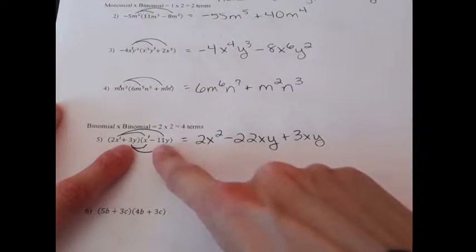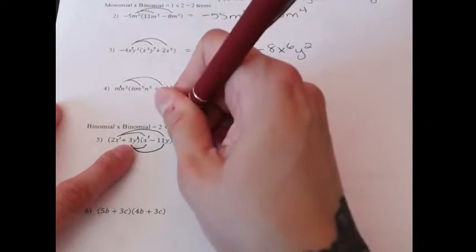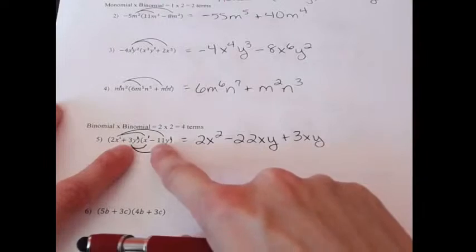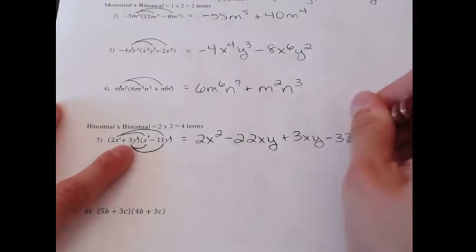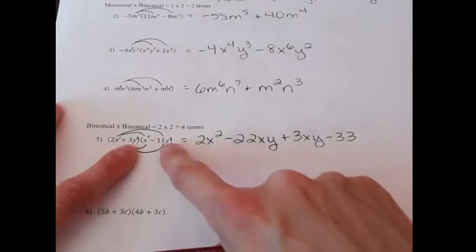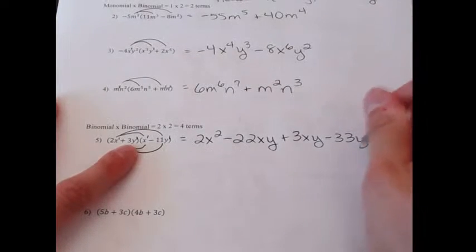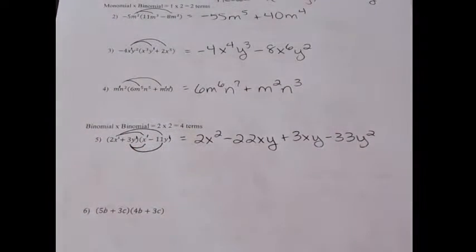And then lastly, we have 3y times a negative 11y. Again, if it helps, write in those powers. So 3 times a negative 11 is a negative 33. And then y to the first times y to the first is y to the second. Keep the base, add the powers.